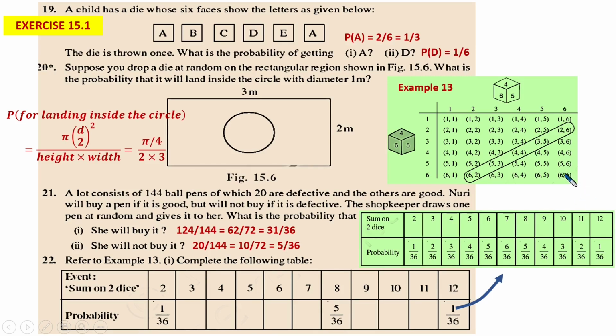So for 12, again it is only 6 and 6. So it is 1 by 36. 5 plus 6 is 11. So you have 5 and 6, or 6 and 5. So 2 by 36. And the maximum probability of the sum is for 7. 6 plus 1 is 7, 5 plus 2 is 7, 4 plus 3 is 7. So there are altogether 1, 2, 3, 4, 5, 6 outcomes. So this is the maximum probability, of getting 7.